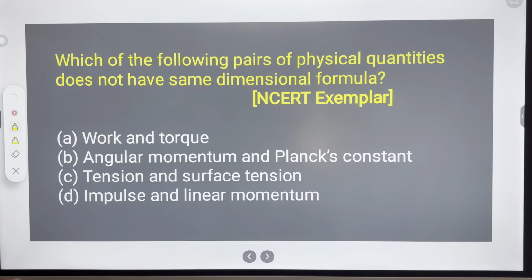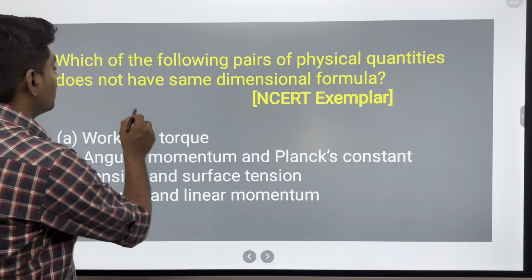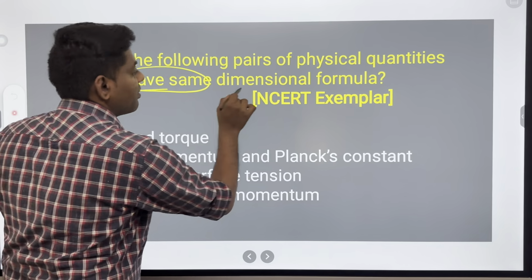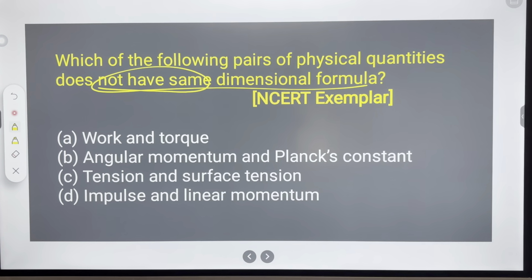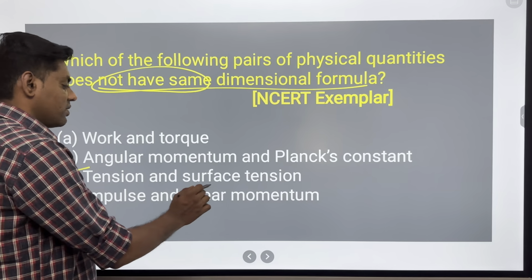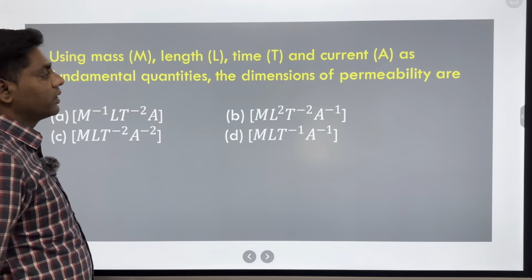Which of the following pairs of physical quantities does not have the same dimension formula? Work done and torque, same dimension formula. Angular momentum and Planck constant, same dimension formula. Impulse and linear momentum also same dimension formula. So option C, tension and surface tension, does not have the same dimension.